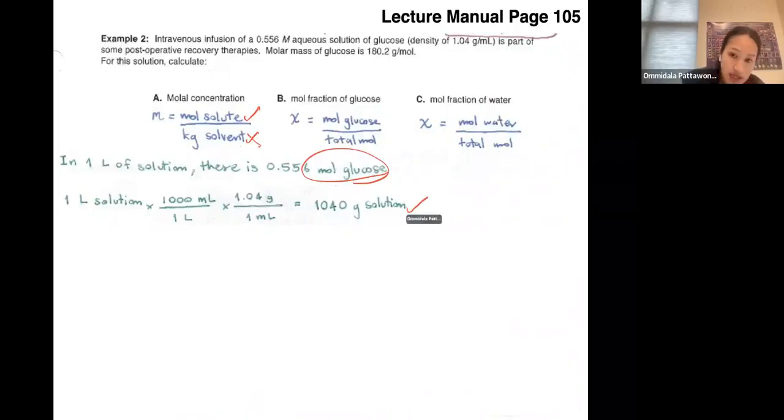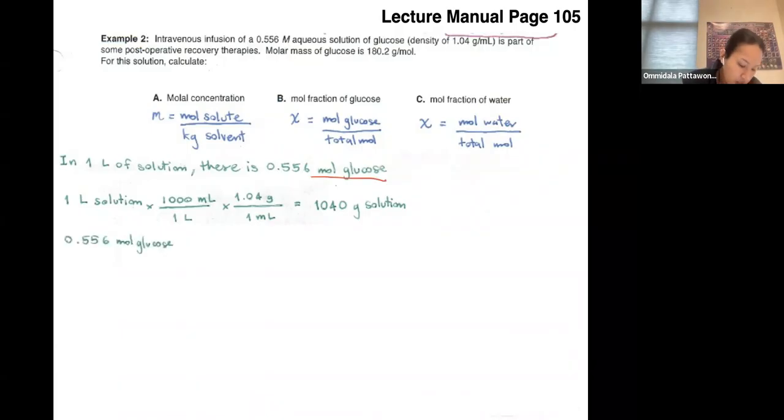These grams right here are not grams of the solvent, they're still of the solution. So we need to find the mass of the solvent. We know the solution comes from solvent plus solute. So in order to find the grams of the solvent, you will first need to find the grams of the solute in order to subtract from the grams of the solution.